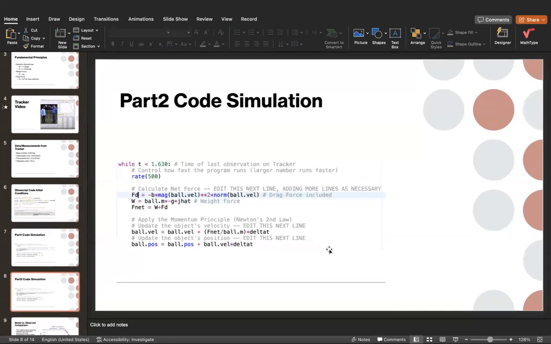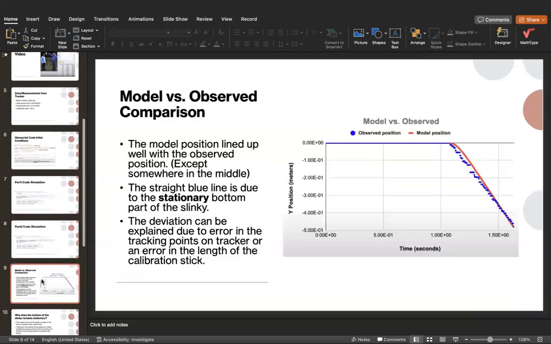Part two of my code simulation, I use another while loop. I said while t is less than 1.630, which is the time of the last observation on tracker. I calculate the net force, which in this case includes the drag force and the weight force, and I just add them together to find the net force. And then I update my velocity and also my position formulas.